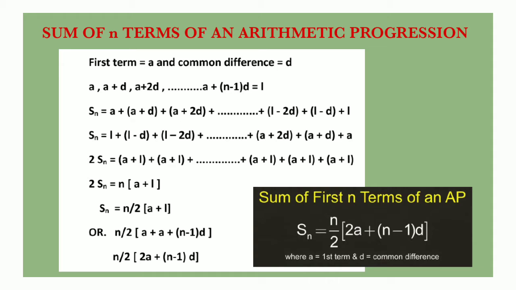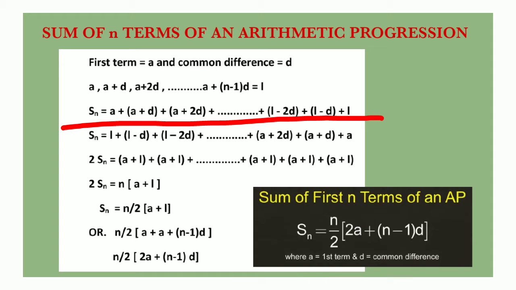So here, first term equal to small letter a and common difference small letter d. So we can write a, a plus d, a plus 2d, etc., a plus n minus 1 into d. This is the last term, that is an. So we can write small letter l is the last term, a plus n minus 1 into d. Then we have to add all the terms of the arithmetic progression, that is we have to write Sn.